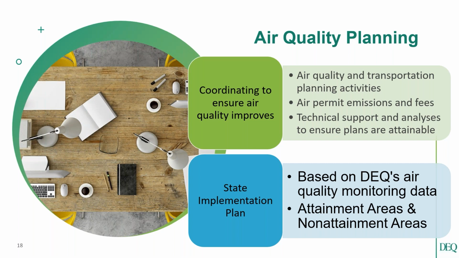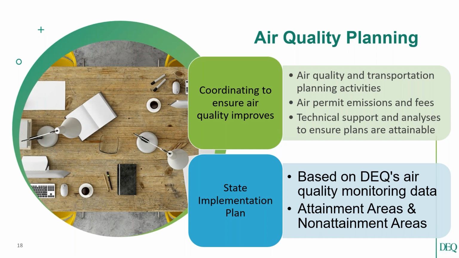Attainment areas meet the federal air quality standards, but some are required to adhere to EPA-approved maintenance plans and work continuously to keep pollution below that standard. Non-attainment areas have air pollution levels that exceed the federal standard of air quality.